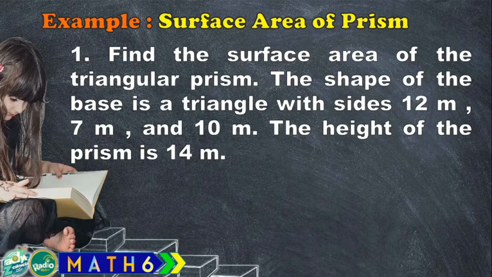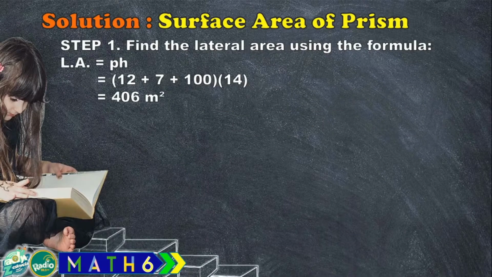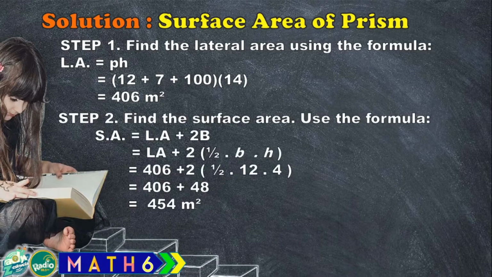For example number 1, find the surface area of the triangular prism. The shape of the base is a triangle with sides 12 meters, 7 meters, and 10 meters. The height of the prism is 14 meters. Now let's try to understand the solution. For step 1, find the lateral area using the formula. We have lateral area equals PH, or perimeter times height. Now we have the perimeter, which is 12 plus 7 plus 10, multiplied by the height, which is 14. Then we get 406 meters squared.